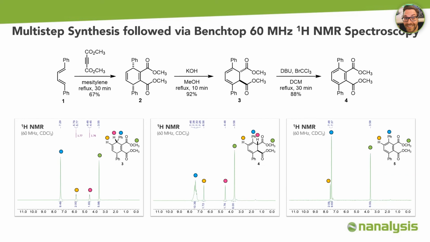A multi-step synthesis including the well-known Diels-Alder reaction was performed, and every intermediate product was analyzed and confirmed by 60 MHz Benchtop NMR spectroscopy. This sample experiment can be utilized for a practical introduction of pericyclic reactions. Each step of the presented synthesis features short reaction times and good yields, making it a suitable experiment even for short lab sessions in the organic curriculum.